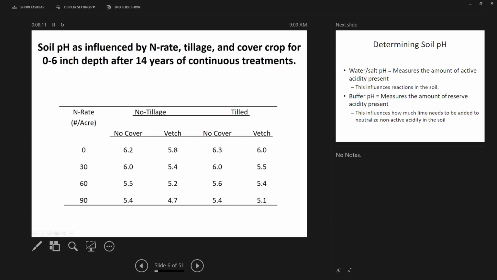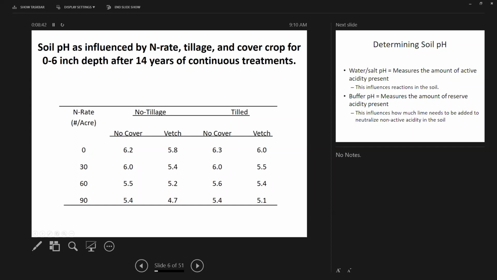So a few things that we can see. This is after 14 years of the same treatment being imposed. So as nitrogen rates increased, our pH decreased. That occurred in every system, whether it be a no cover or vetch, or a tilled or no-tilled. So increasing nitrogen rates decrease pH. That's a given.